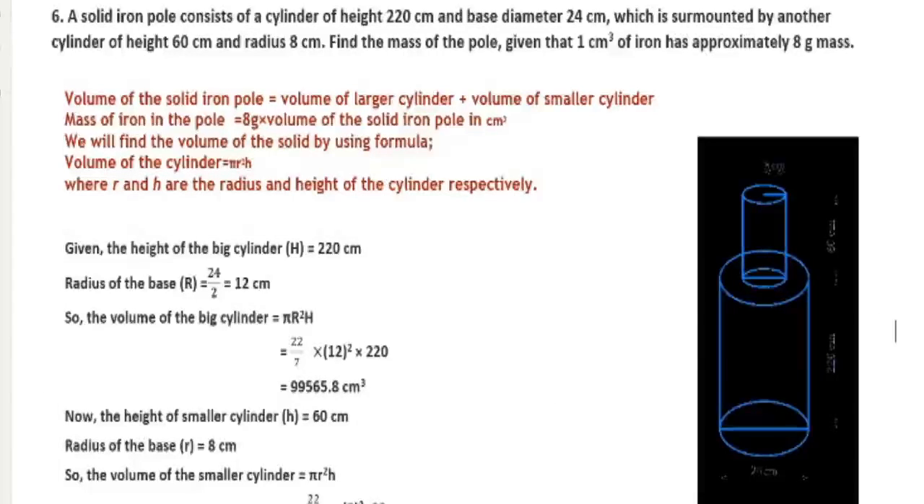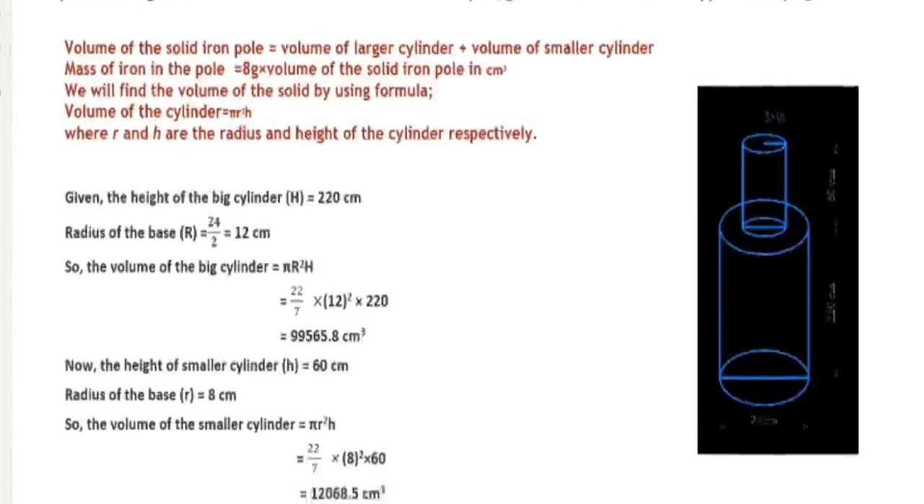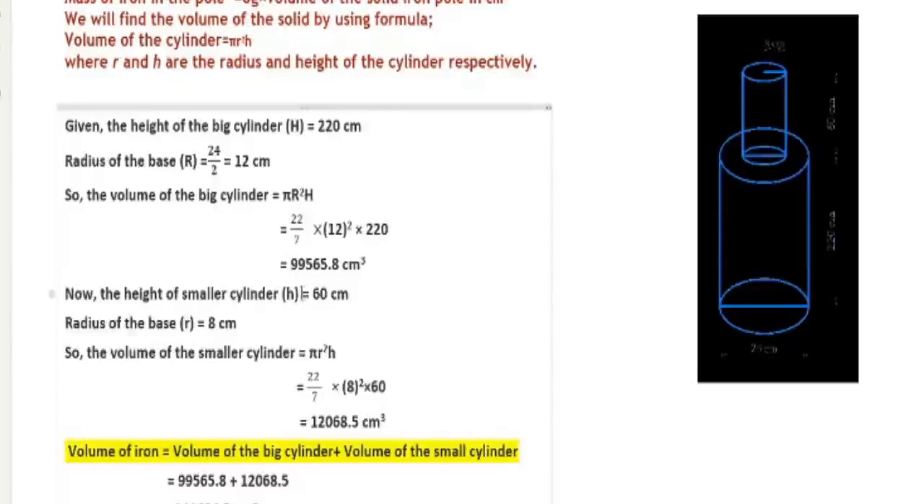Now we will find out the volume of this small cylinder. Same formula you can use, pi r square h. Here we are using small letter r for radius and small letter h for height of the cylinder. So small letter h is equal to 60 centimeter and radius is equal to 8 centimeter. So the volume of the smaller cylinder is equal to pi r square h, that is 22 by 7 into 8 square into 60.